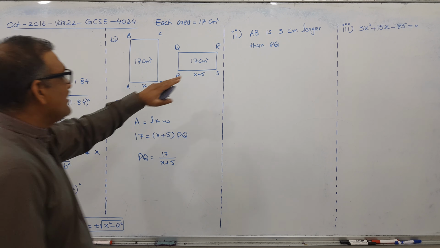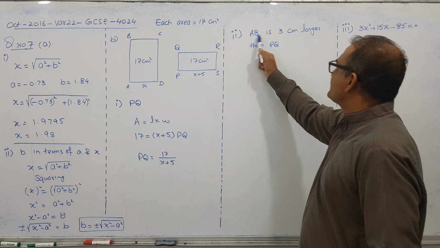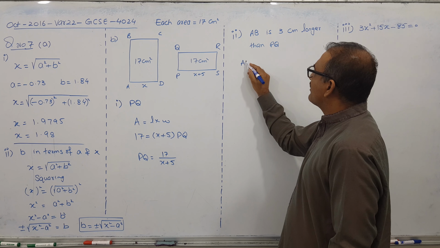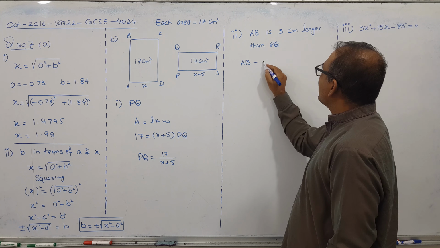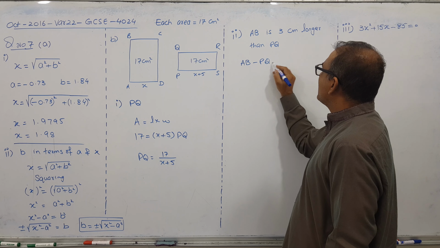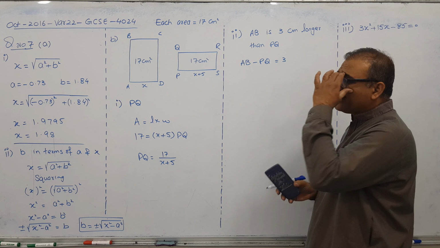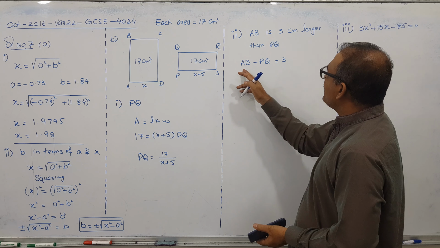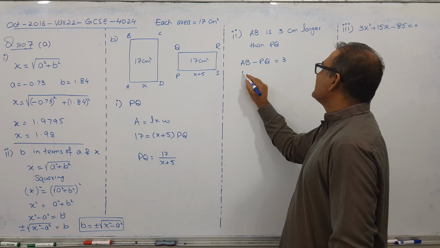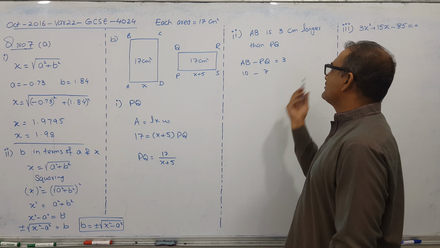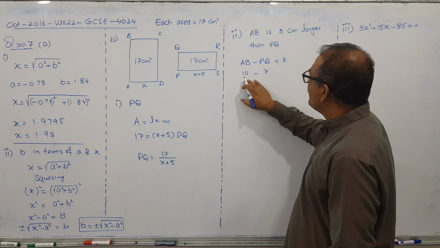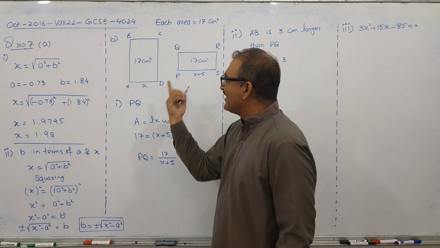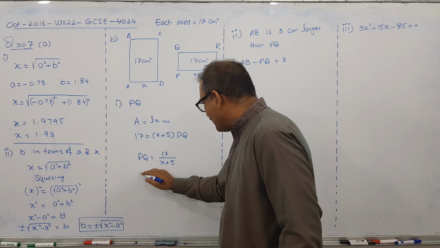Okay, now he's saying here, AB is 3 centimeters longer. So I can say that AB is bigger, so bigger value minus smaller value gives you 3. Again, AB is 3 centimeters more or longer. Let's say this is a 10 and this is a 7, so the difference is 3, correct? So AB is 3 more, so that's okay. Where is AB? I don't know, so let's find AB also.